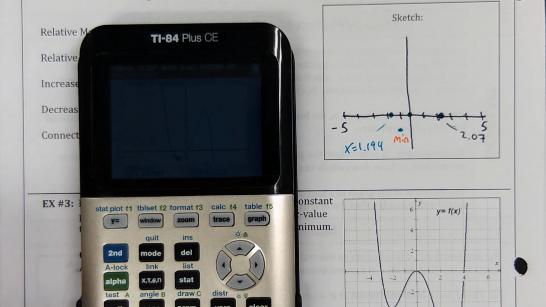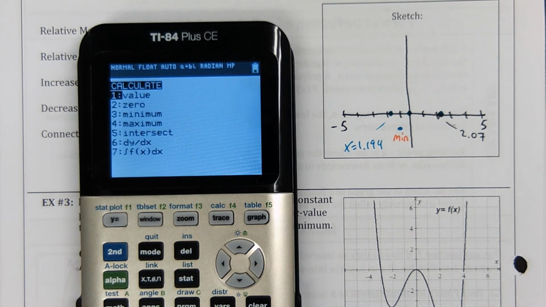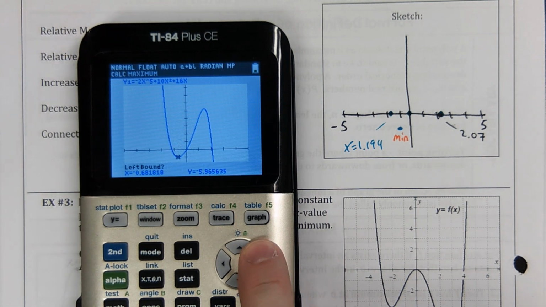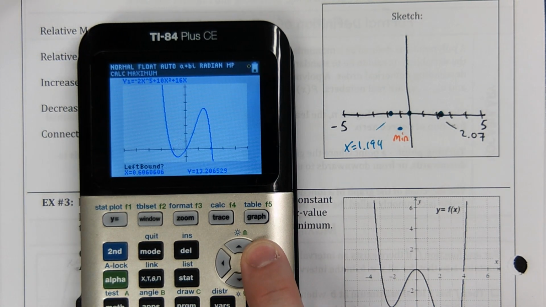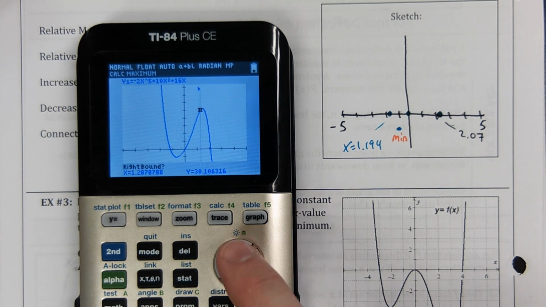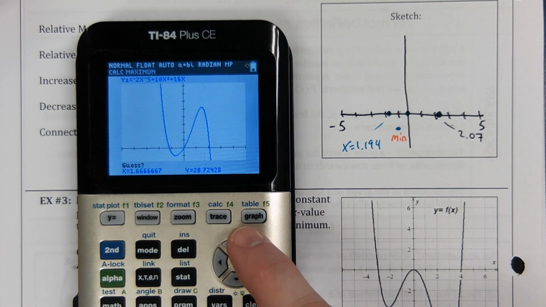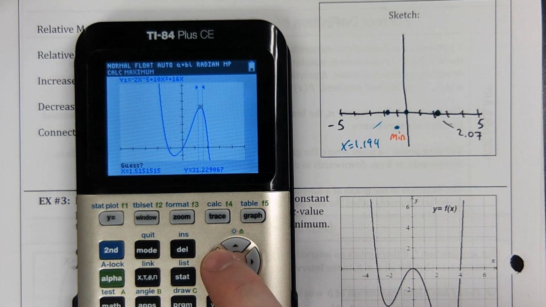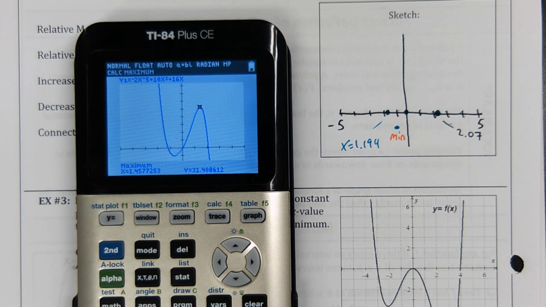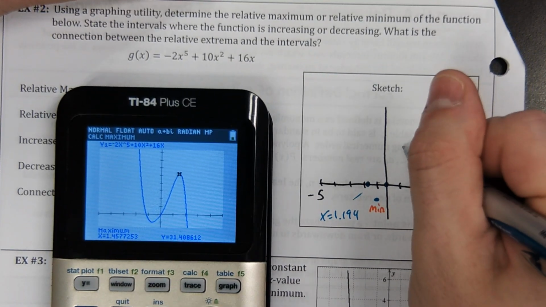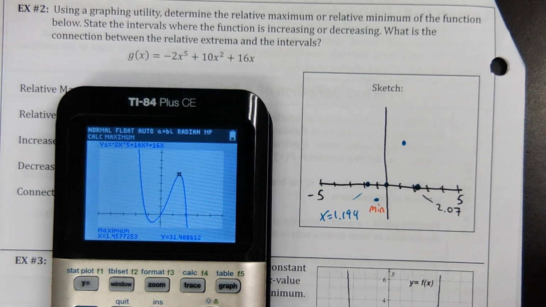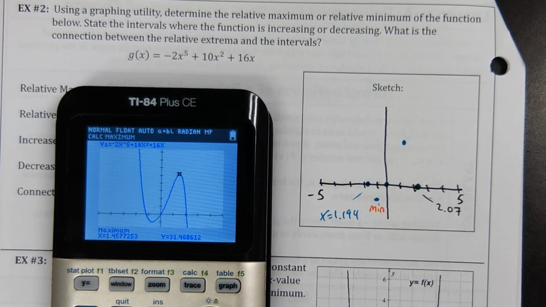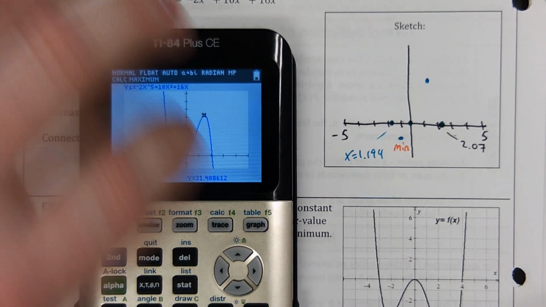All right, now let's find the maximum the same way. But instead of doing second trace minimum, you do second trace maximum, which is command 4. Again, go to the left, hit enter. Go to the right, hit enter. Go between them, hit enter. There's your maximum. It's up here. Picture not drawn to scale. Okay? Let's write down its coordinates.